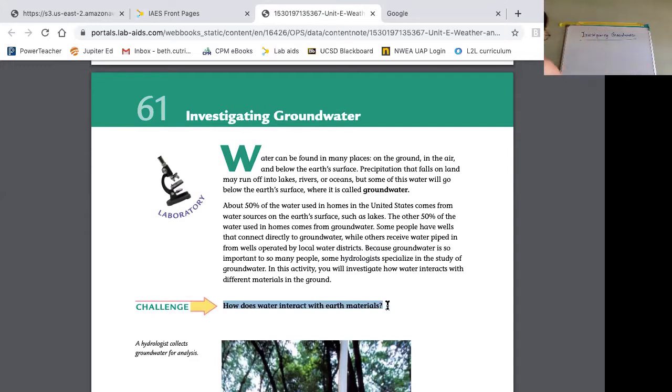So the purpose, the learning outcome for today, we want to write down is: How does water interact with earth materials? That is the main focus for today's lesson.